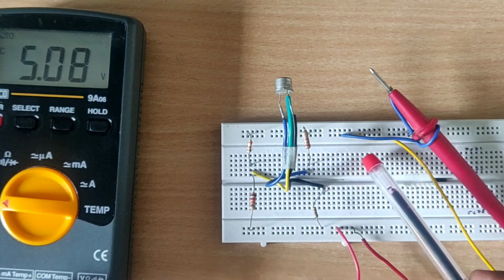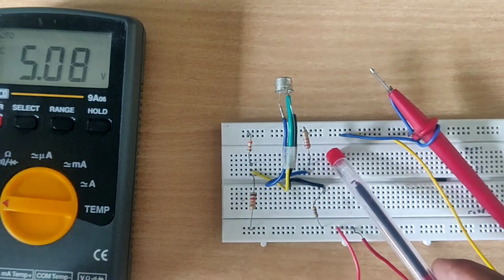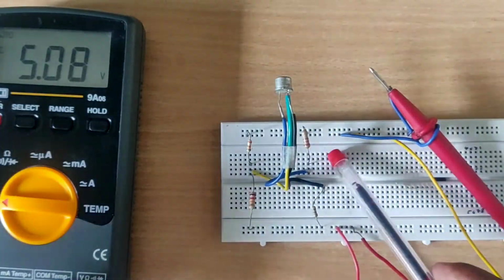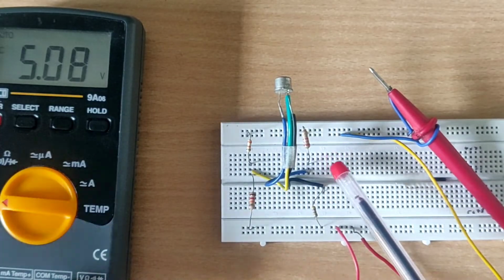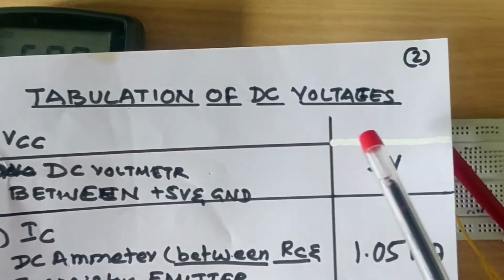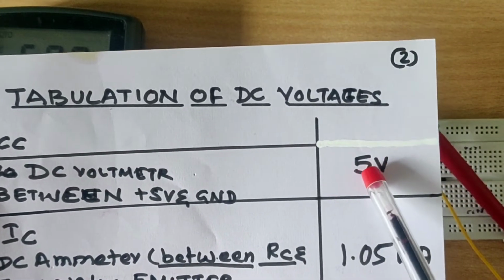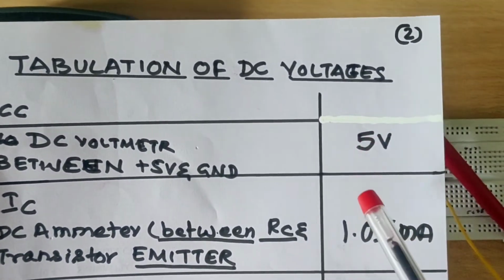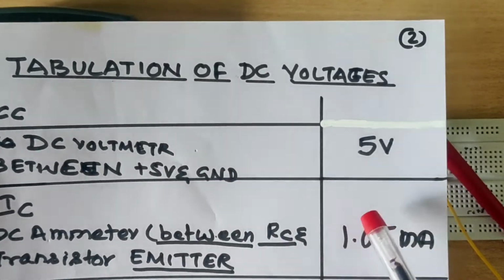I measure DC as 5 volts here. Okay, so VCC is 5 volts here. Now you can check it in this chart, tabulation of the DC voltages. VCC is 5 volt. Okay, so I will measure the IC next step.